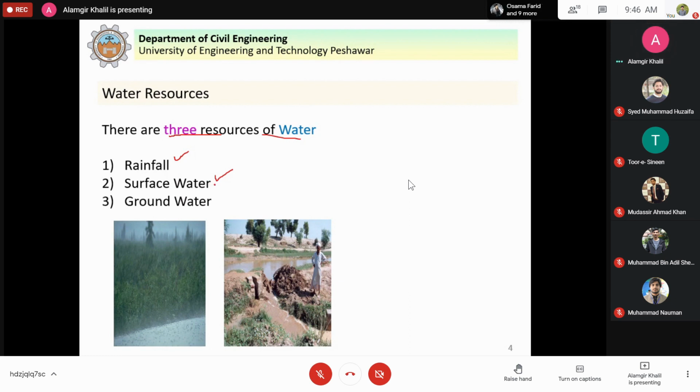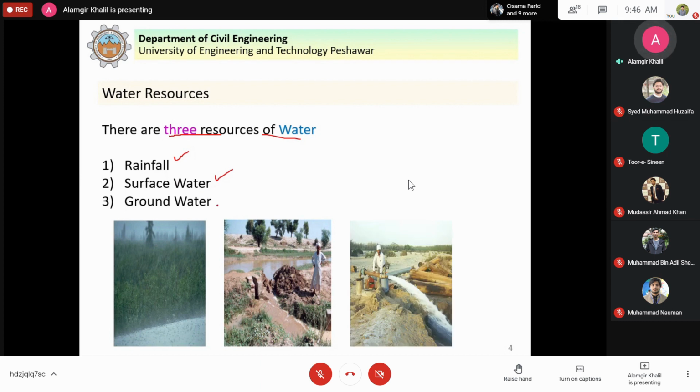And the third source is the groundwater, which exists below the surface of the earth in the form of aquifers. And this groundwater can be pumped to the surface of the earth and then used for different purposes. So these are the three primary sources of water: rainfall, surface water, groundwater.